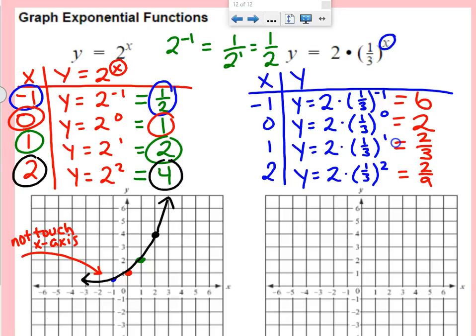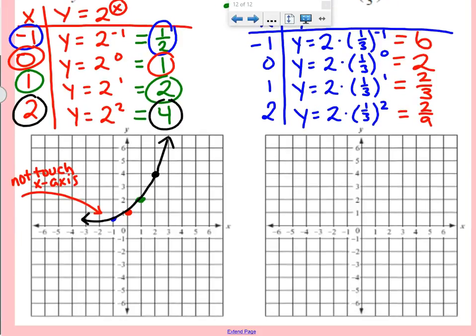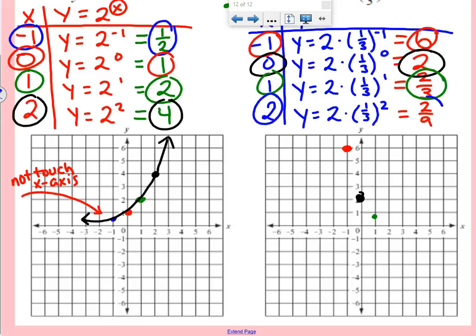Now again, all we have to do is plot our points. So we have -1, 6, plot that right there. 0, 2, that's our y-intercept right there, 0, 2. 1, 2/3, plot that point. You have to kind of guesstimate where 2/3 is, and that's okay, just as long as it's right about there. It's above half, but it's not quite at 1. And then the last one is 2 and 2/9. We go over to 2, estimate where 2/9 is. Connect your points, and we have a nice curved line.